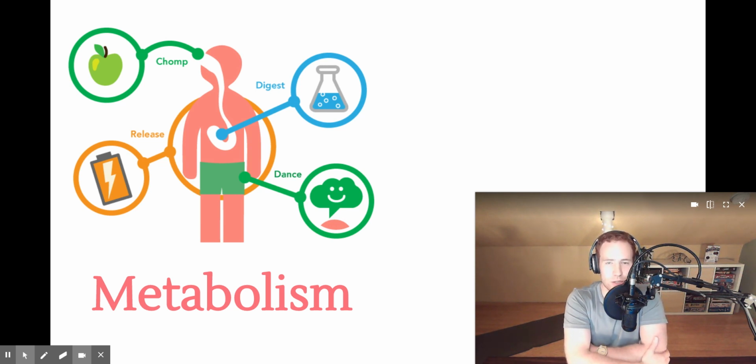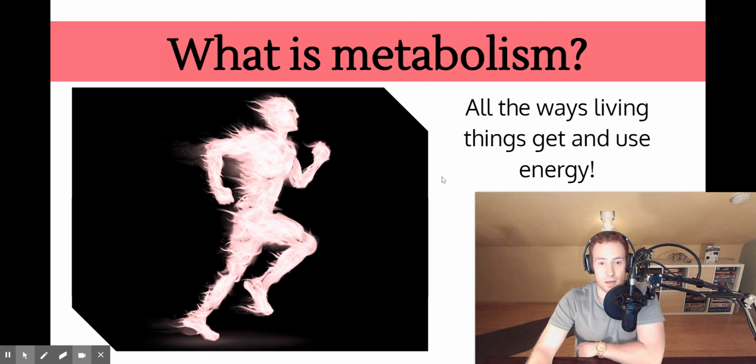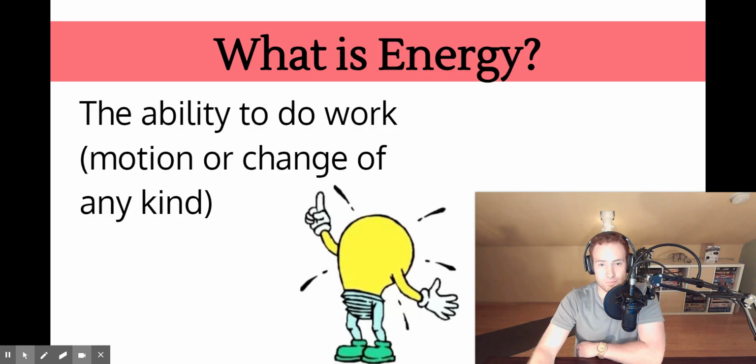Today we are going to get into our second unit in Biology A, which is the unit devoted to understanding biochemistry. Biochemistry being the chemistry of biology, all about all of the chemical processes that occur within living things. And that starts with a discussion of what metabolism means. So, metabolism refers to all of the ways that living things get and use energy.